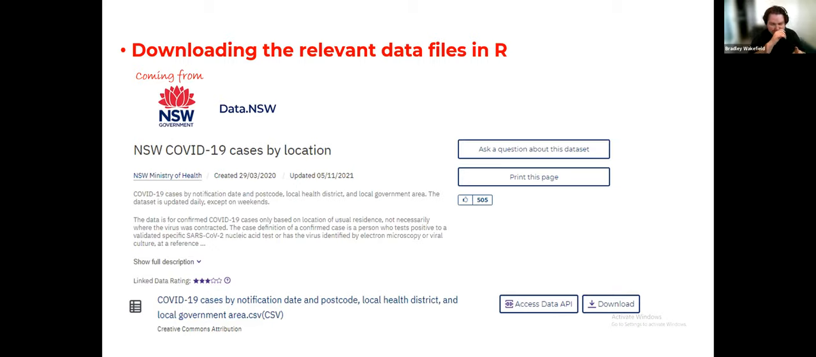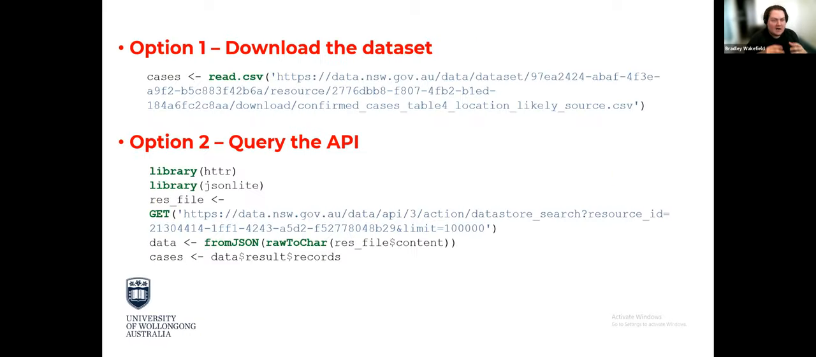If you have a look down here, we can see the download button. You can just download it and load it in manually. Or we can get R to query that download directly and just read it in as a CSV. That's option one. But the other thing we can do is query the underlying data set underpinning this data. And that can be quite advantageous when we don't necessarily want an entire data set, but only a subset of it. And so here's just a little bit of code to do it.